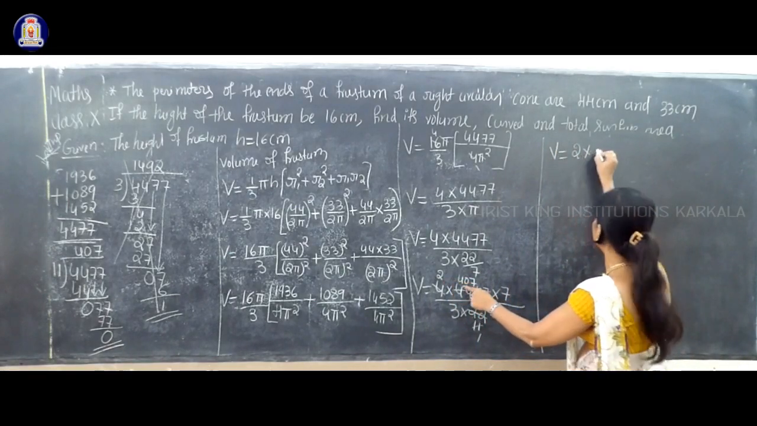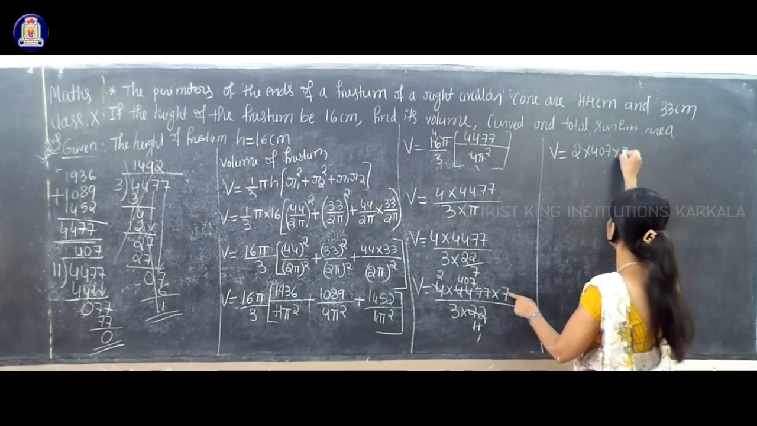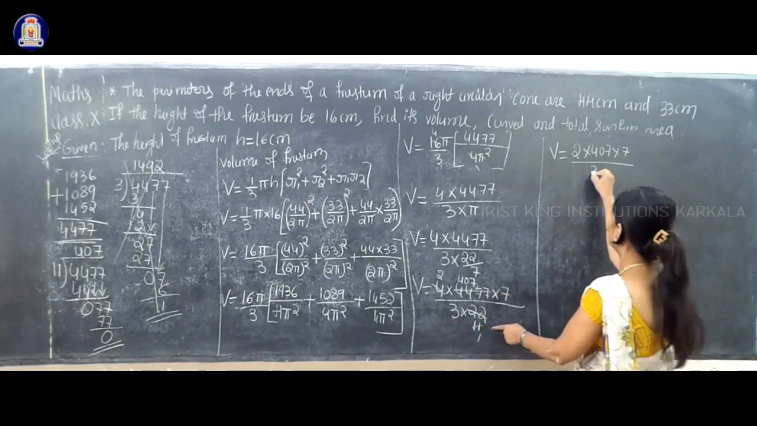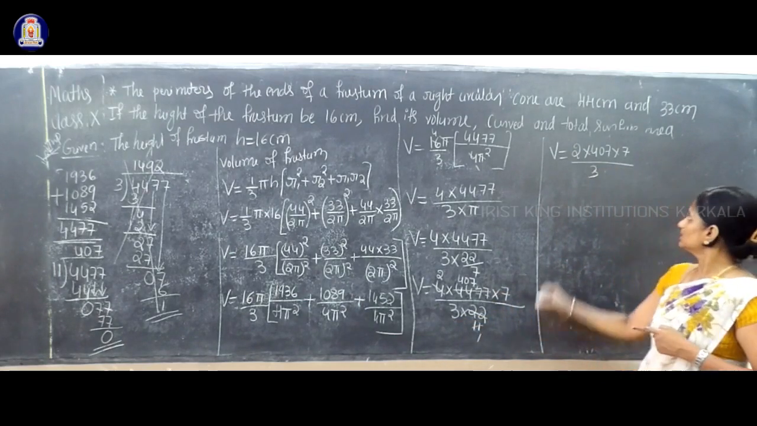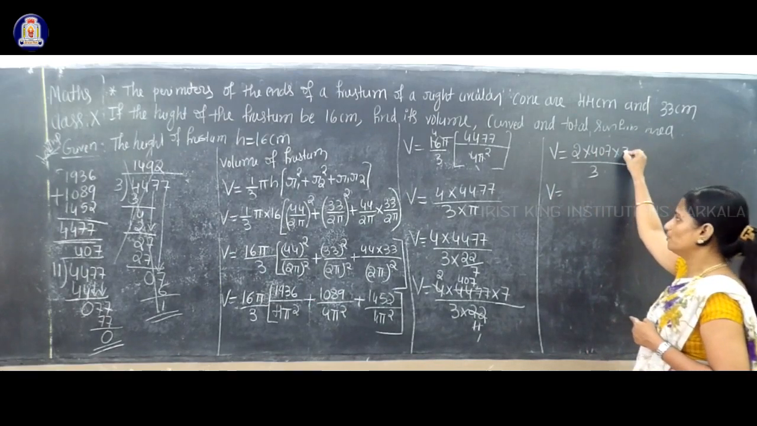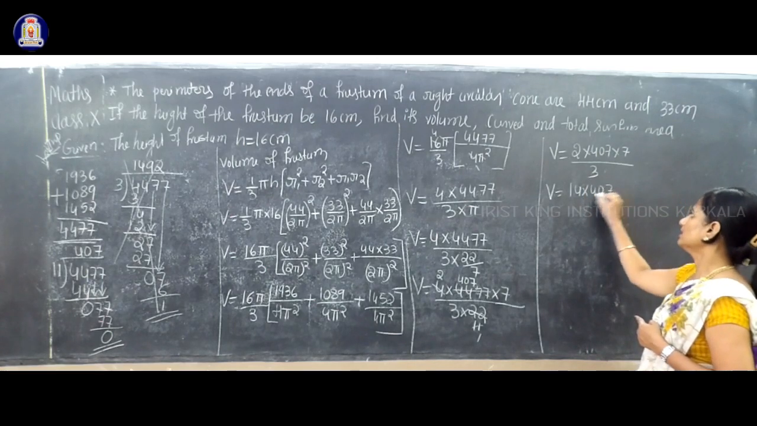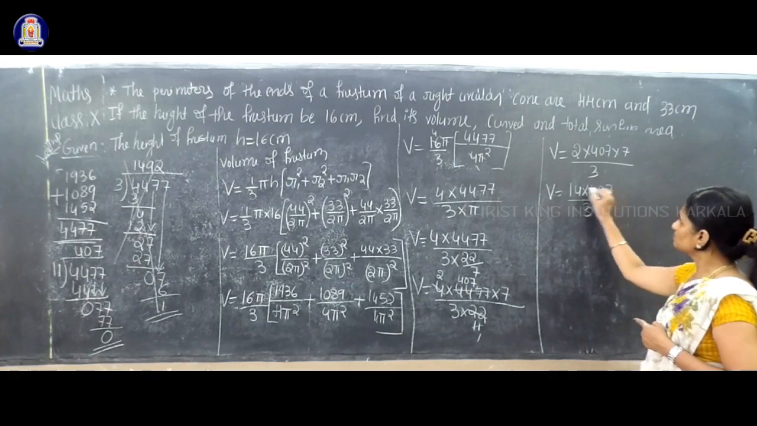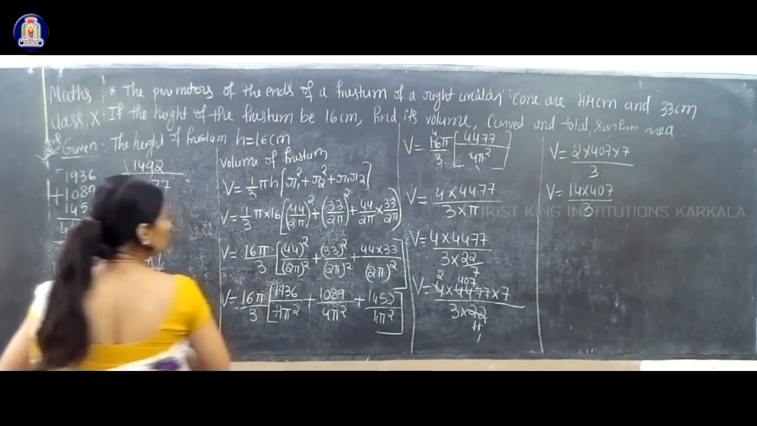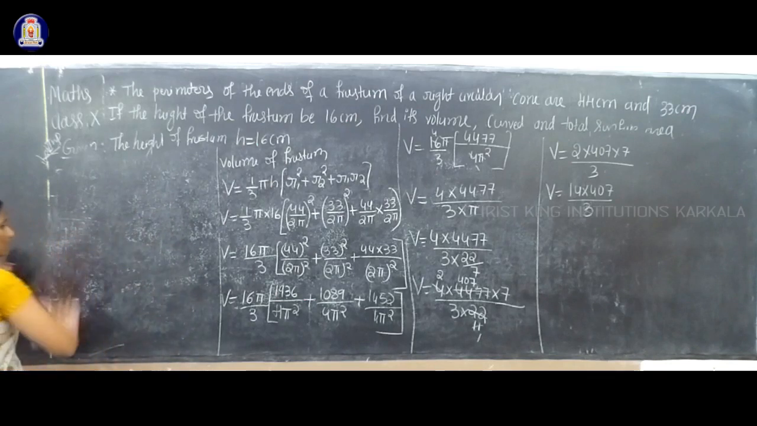Into what is left, 407, into what is left, 7, divided by this 3, right? Denominator is 3. So now next V is equal to 7 into 2. How much here? 14 into 407 divided by 3. First multiply this numerator. That is 14 into 407. Write the answer and divide by 3.